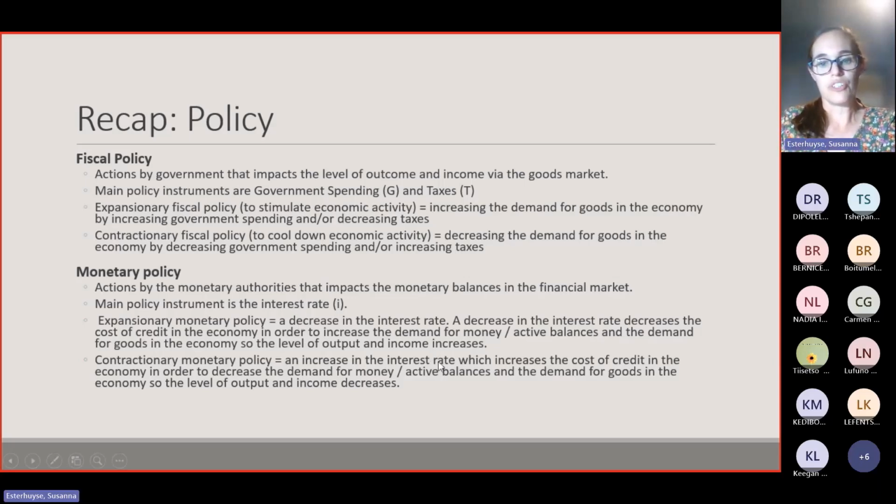And the increase in the interest rate increases the cost of credit in the economy and also decreases the demand for money or active balances. So the demand for goods goes down and your level of output and income decreases.